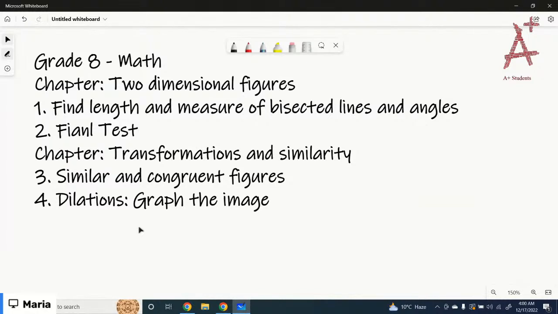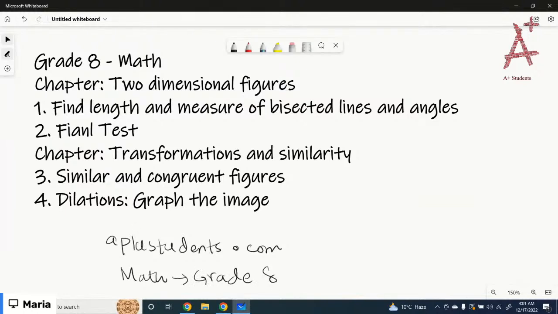So we're going to start with grade 8 maths. You can find all the lessons on aplusstudents.com. You have to log in there using your email address and password as provided by the administrator. Then you have to select math from the subject tab, scroll down to grade 8 maths, and click on view all lessons. There you can find a list of the chapters.